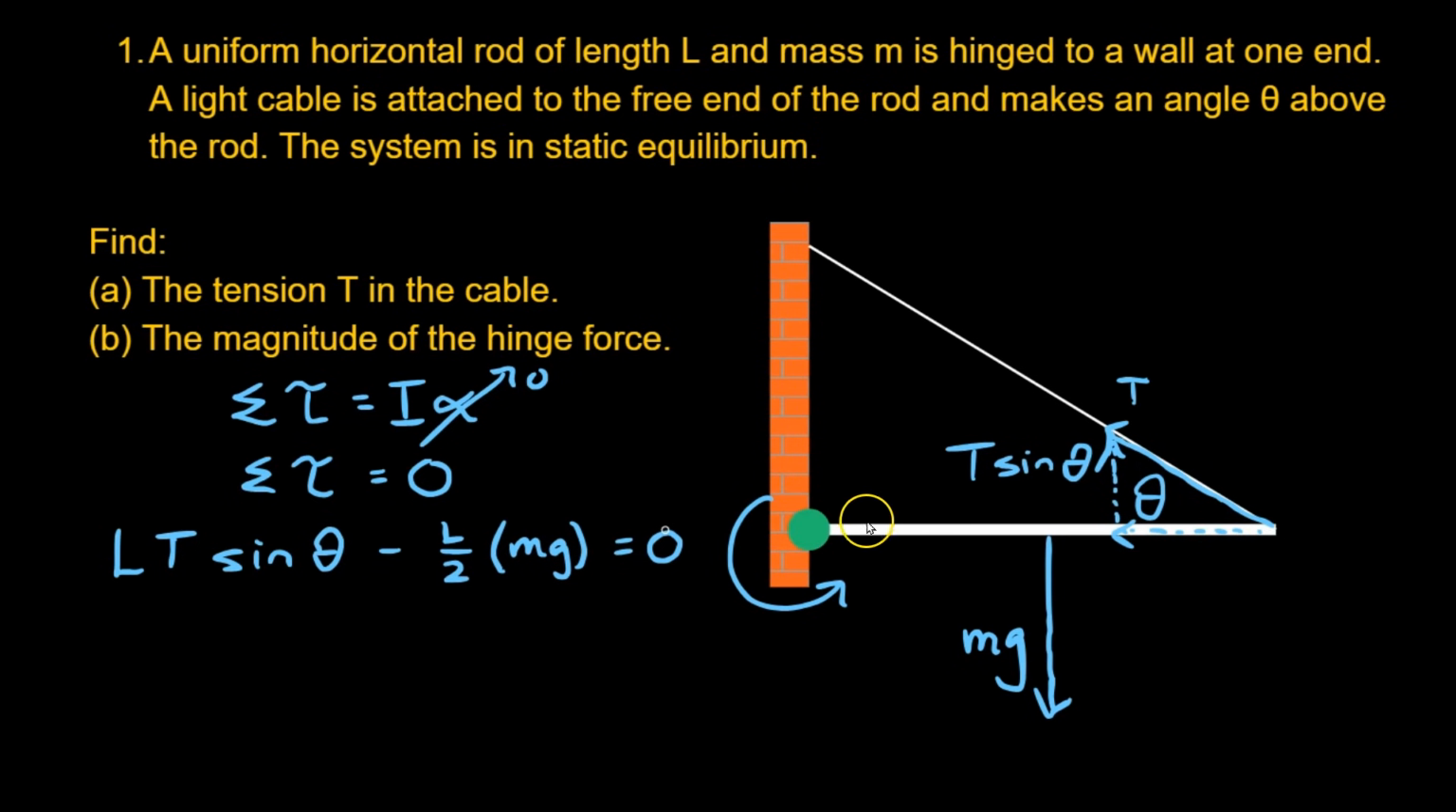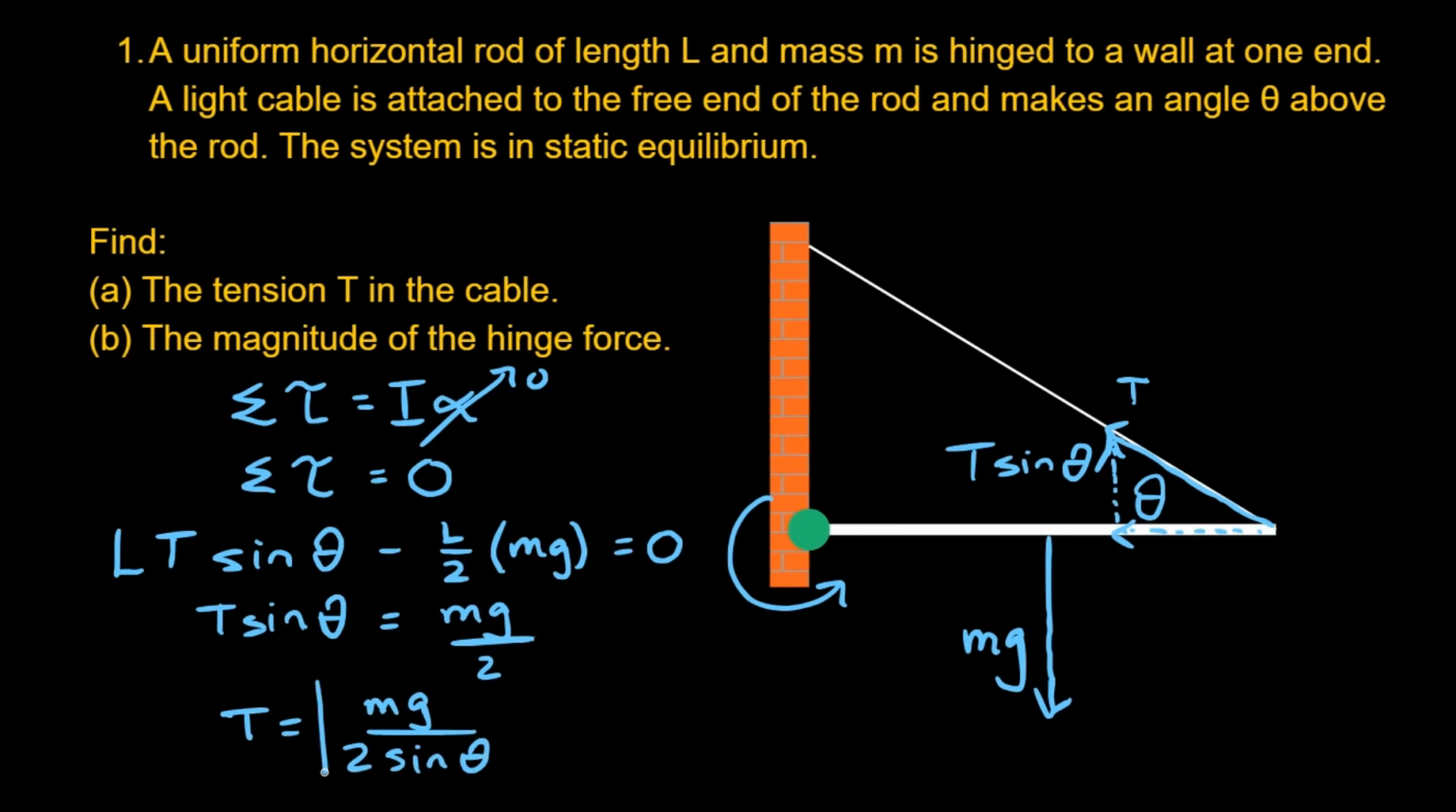The torque in the positive direction, the counterclockwise direction, is going to be L, which is the length of the rod, times T sine theta, which is the perpendicular component of the force, minus L over 2, which is the distance from the hinge, our pivot, to the center of mass of the rod, times the force perpendicular to the rod, which is just the gravitational force. The L's will cancel out, and that gives us T sine theta is equal to mg over 2. And then solving for tension, we can divide sine on both sides, and we get that tension is equal to mg divided by 2 sine theta.